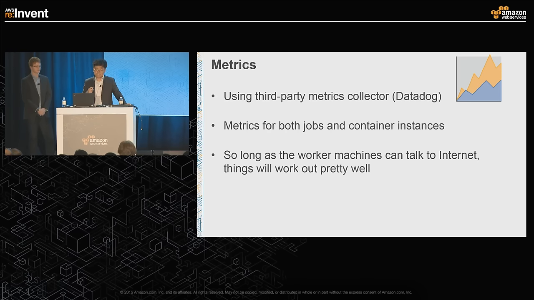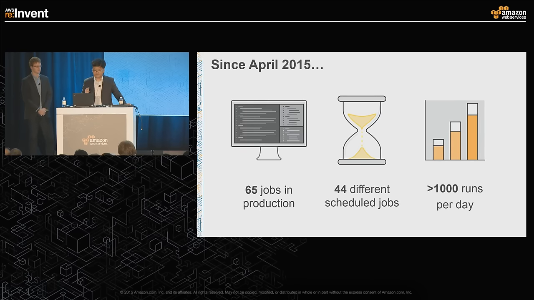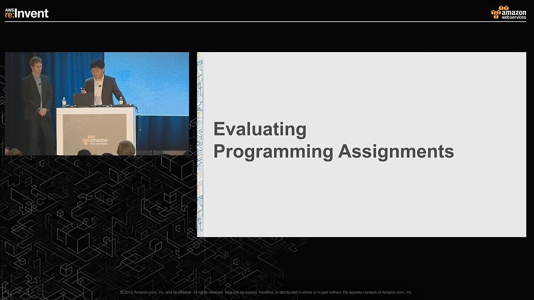So we launched this system in April of 2015, and currently we have 65 jobs running in production. We have 44 different scheduled jobs, and we have over 1,000 runs per day on the main system. Developers are definitely happier with this system than with the previous PHP-based ones, but we are always continuing to improve the system. And now I will hand it back to Brennan, our information security officer, who will talk about a special case of Iguazu, which is evaluating programming assignments.